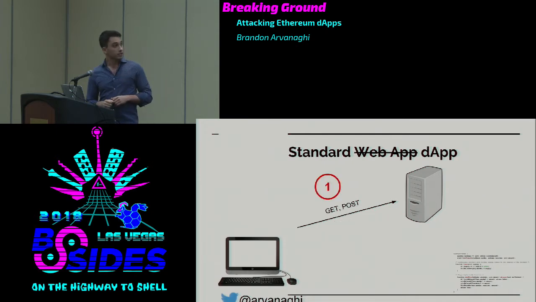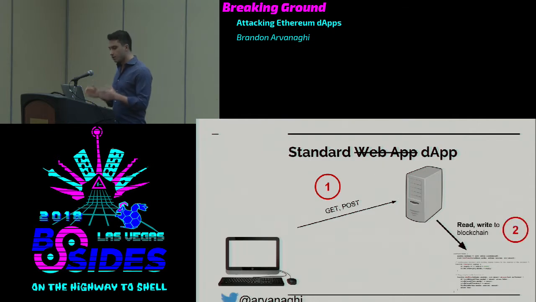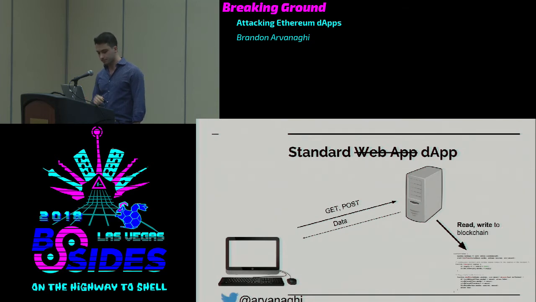So the workflow might look like this. You'll do the GET or POST like you normally would to the web application. But then there's a read or write to a smart contract on the blockchain. So it's not just going straight to a database and then back to you. There might be this level of indirection where the web app talks to the smart contract. And this is where new attack vectors come in. After the read or write, the data would come back to you at the end of that. Does that make sense to everyone? Okay, cool.